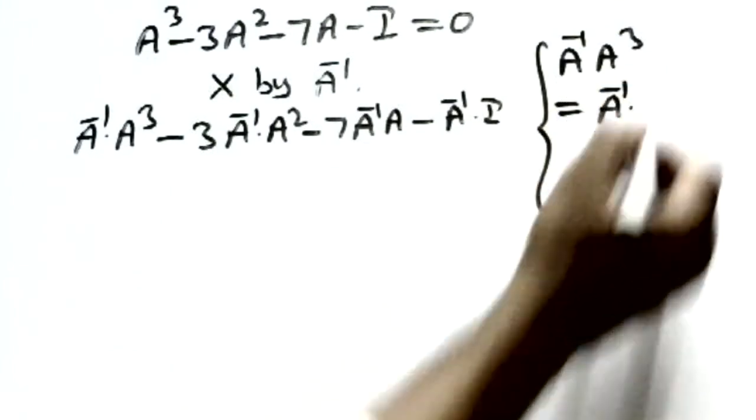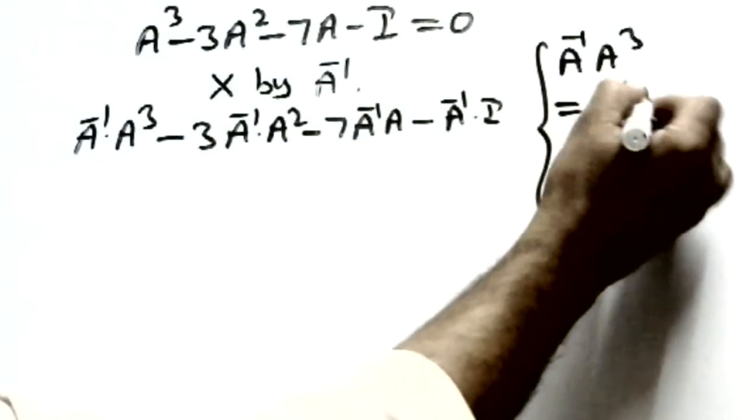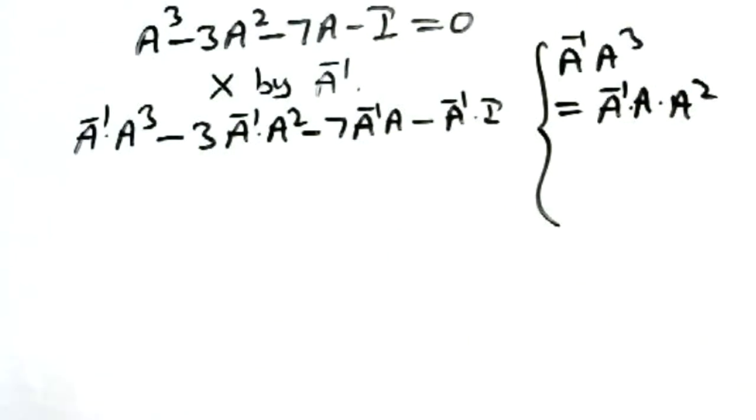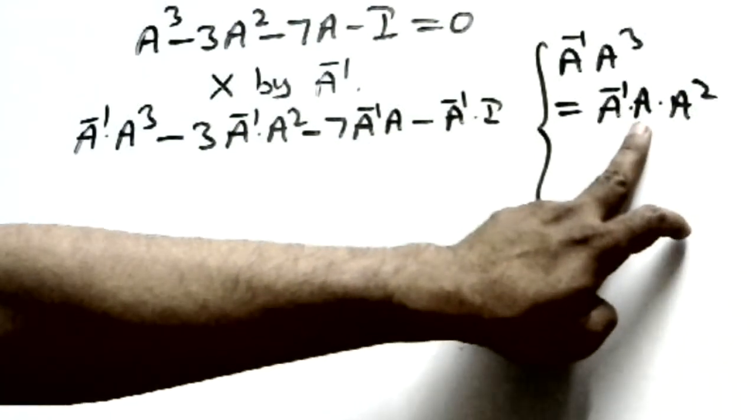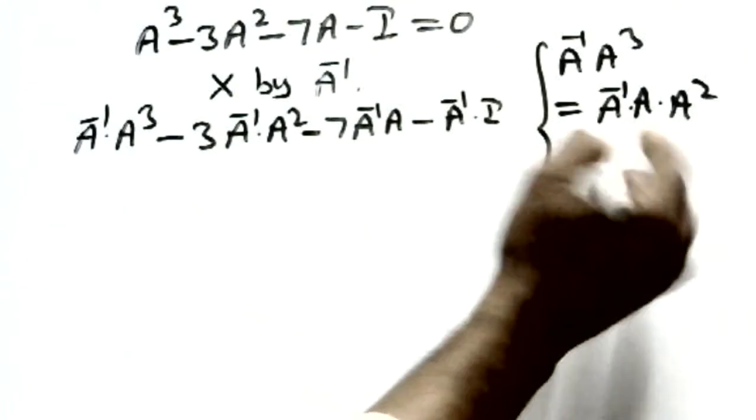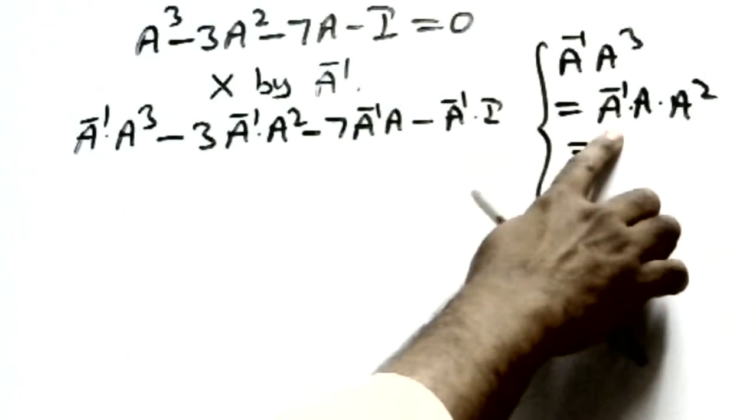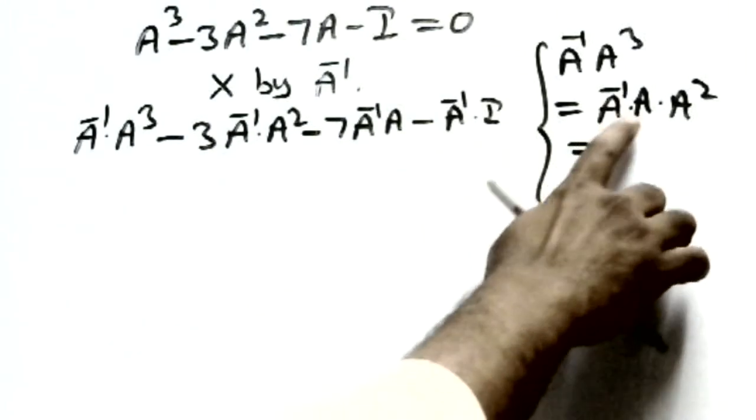A inverse into A cube, we can write it as A inverse into A into A square. Why are we writing like this? Because we know A inverse into A will be I. We understood this at the start of the class.